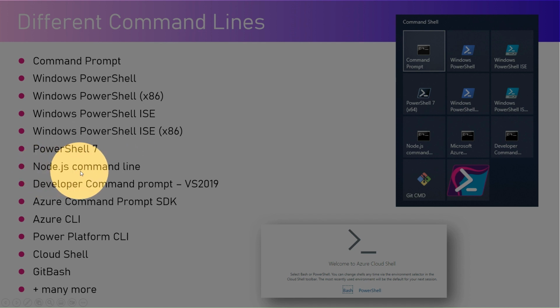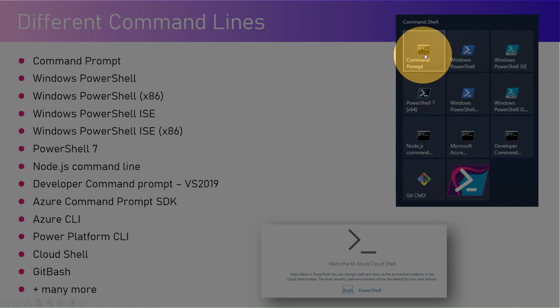Now, then there is a Node.js command line. Then, for every Visual Studio version you install, like say I've installed Visual Studio 2019, I get a developer command prompt. So for all the newer versions, you may get another developer command prompt. Then there is the Azure command prompt SDK, Azure CLI, and Power Platform CLI. Now, Power Platform CLI is a bit interesting, because it does not have a specific app for it. You need to open a command line or PowerShell and then execute that program. Then there is Cloud Shell, then Git Bash, and many more you may encounter in your development journey.